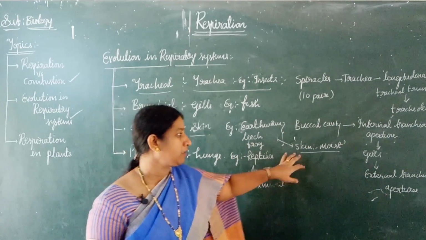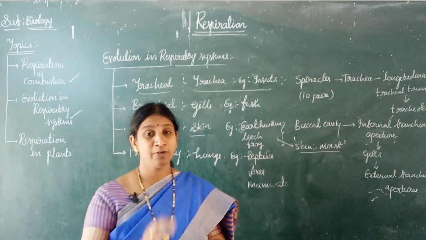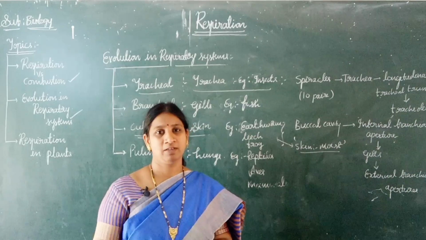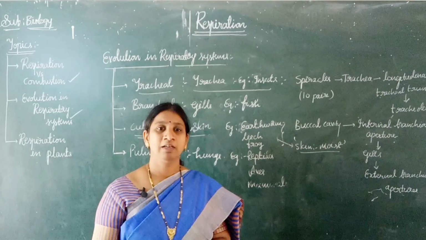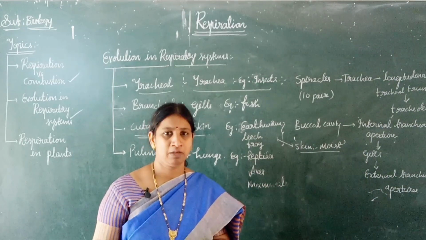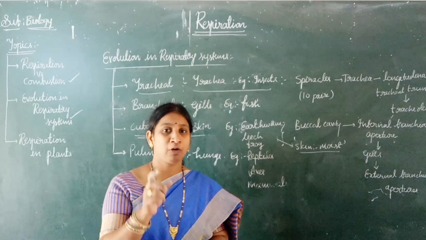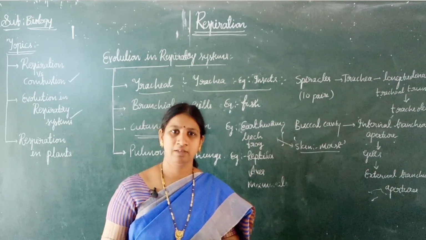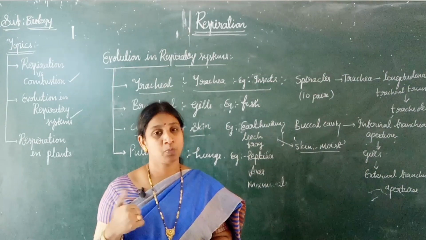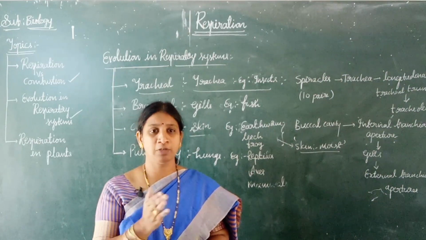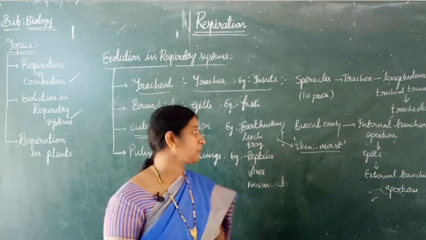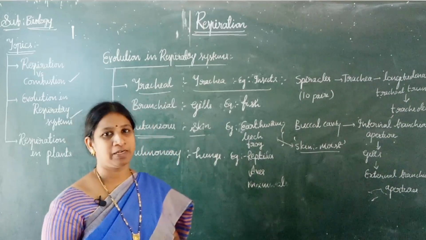When I talk about the frog, it uses skin as a respiratory organ most of its time. Because of that, if the frog's skin dries, it will die. Even though it can respire through lungs, most of the time it respires through skin only. So that is about the cutaneous respiratory system.